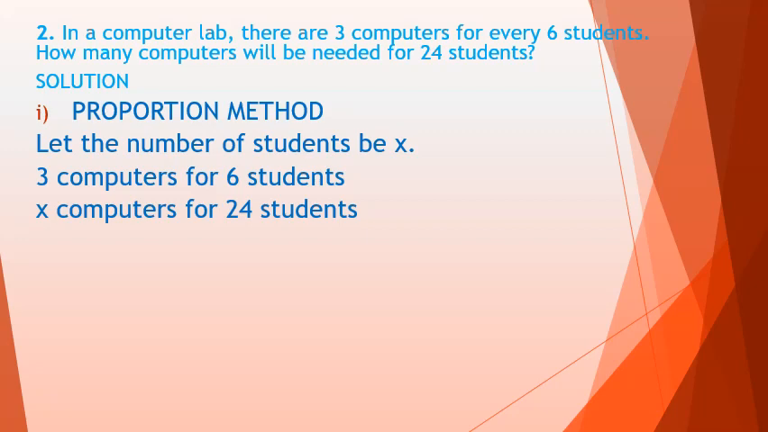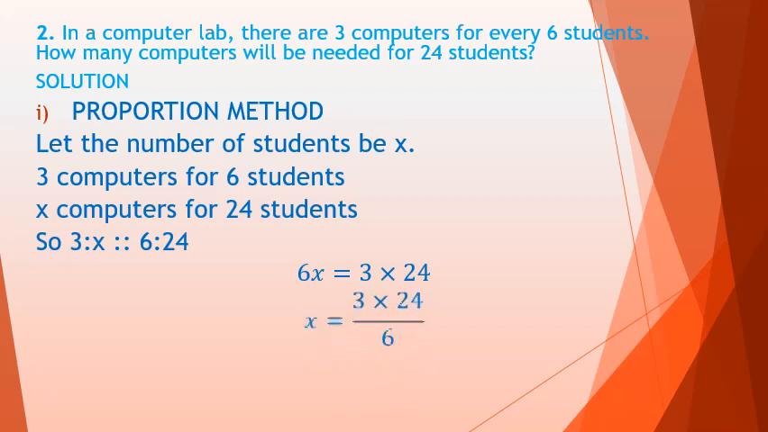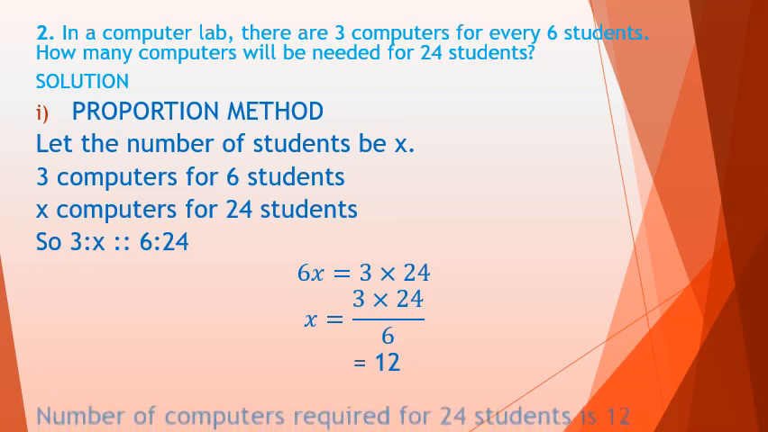Now this is in the proportion form. So we studied that the product of extreme terms equals the product of middle terms. Here x is in the middle term, hence we can write 6x equals 3 into 24. Therefore, x equals 3 into 24 upon 6. 6 and 24 can be cancelled. So, 6 goes into 24 four times. So, we get x equals 12. Hence, 12 computers are needed for 24 students.